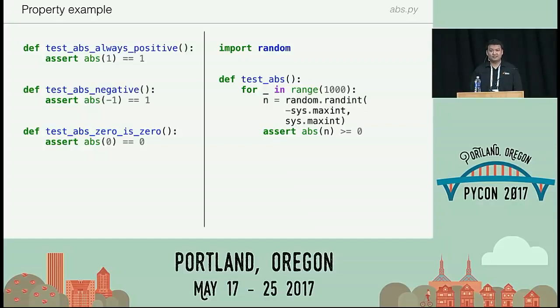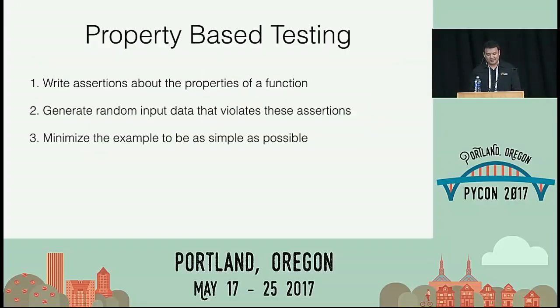This is a very simplified example, but that's essentially the essence of property-based testing, which is you write assertions about the properties of your functions, and then usually you use a framework to help generate the sample test input. And one of the great things about the framework we'll look at is that once it finds a failing case, it can simplify it down and tell you the minimal input needed to reproduce that issue.